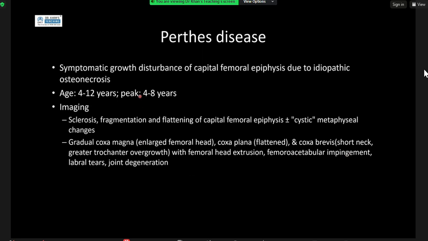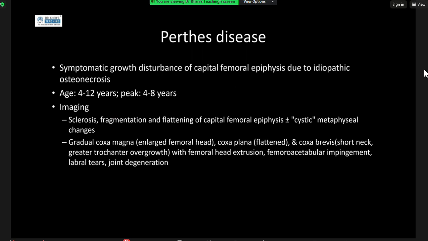Your peak age is always about 4 to 8, so often it is above that of transient synovitis as a cause for a limp or hip pain. So it's older than transient synovitis because that's kind of below 3, and it's younger than your SUFEs, which is really in your adolescent age. Okay, so your Perthes or AVN of the femoral head is kind of the one that's in between.